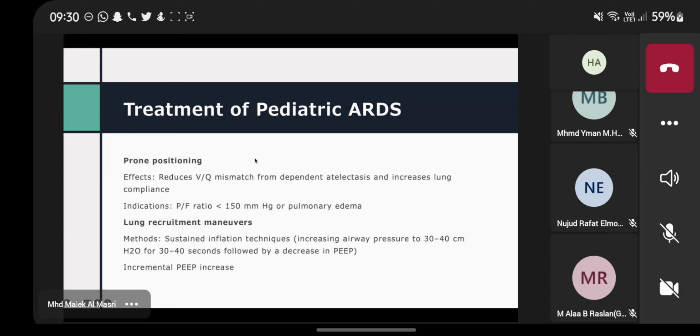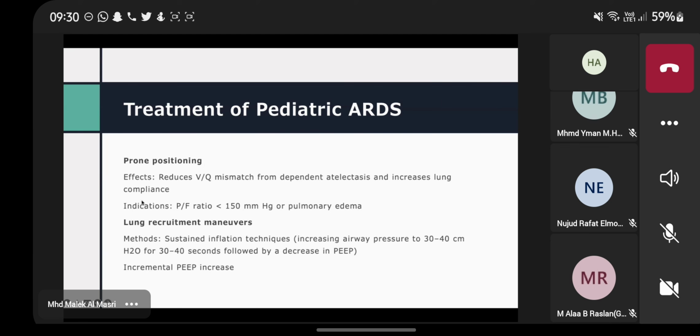Prone positioning is when we put the baby, or the child, on their stomach. It reduces the ventilation perfusion mismatch due to dependent atelectasis, because usually they're lying down. And this also helps increase lung compliance. Indicated when the PF ratio is less than 150, or in the presence of pulmonary edema.